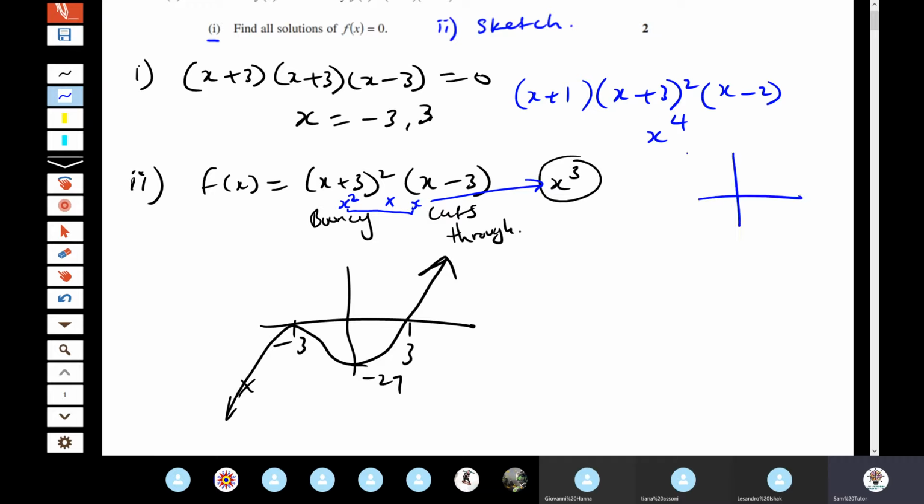So therefore, you're going to start up here, because with positive even powers you start up here. And then cut, bounce, cut. Cut at -1, bounce at -3, and cut at 2. So bounce at -3, come back down, cut through it, come back up, cut through it.